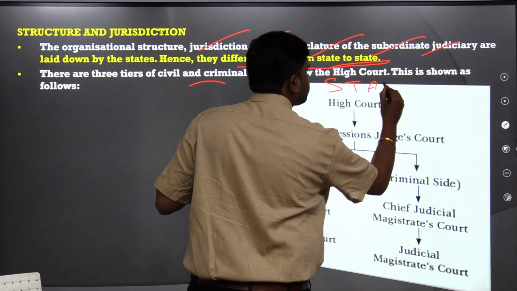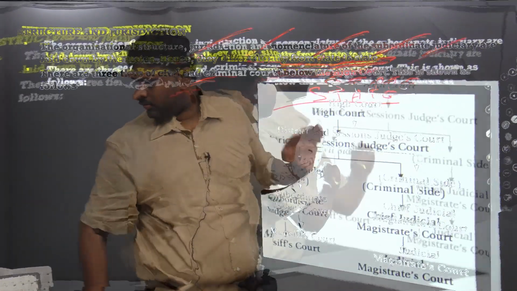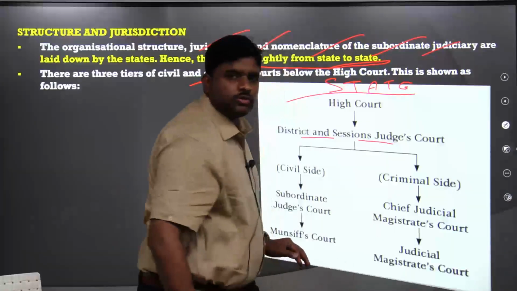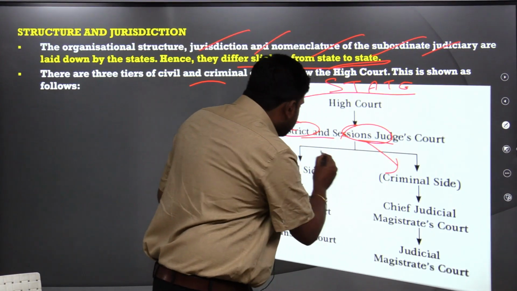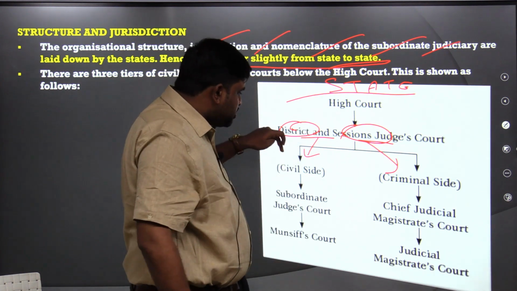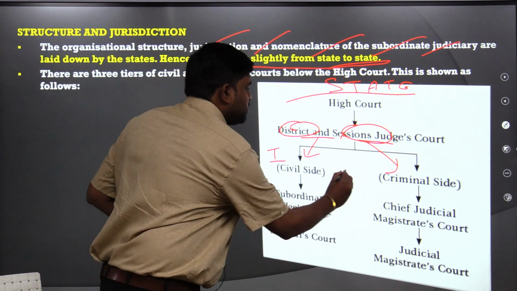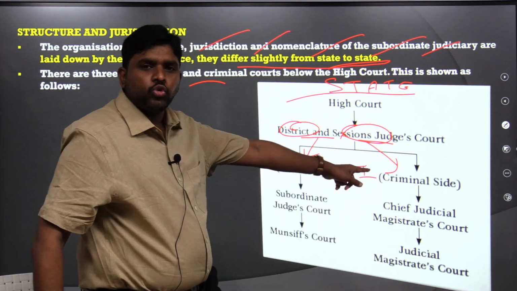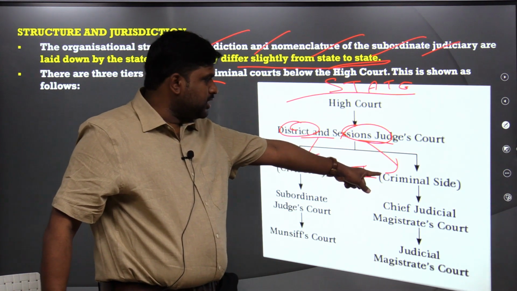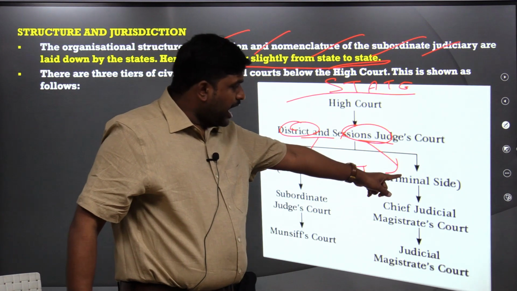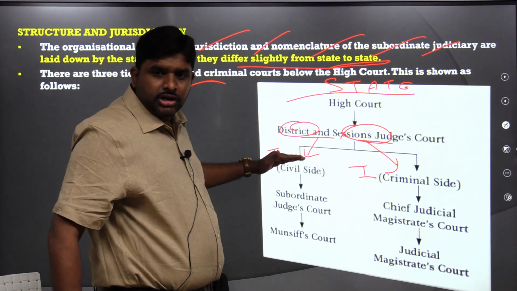State level: District and Sessions Judges Court. District judge is the civil side, sessions judge is the criminal side. I use the word criminal side here for the sessions judge, and here the district judge is on the top.